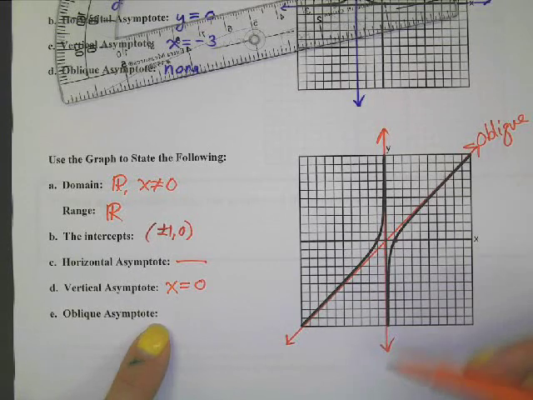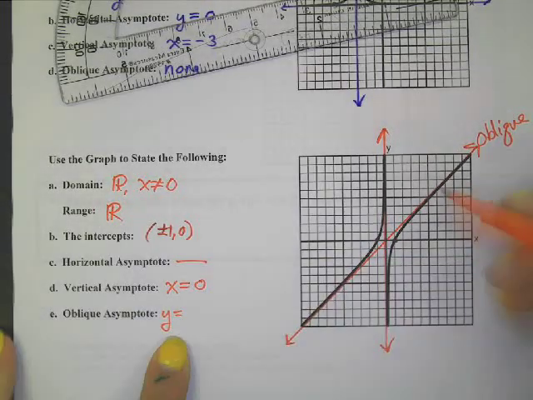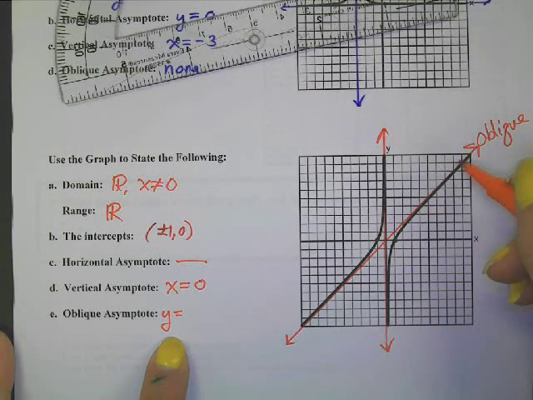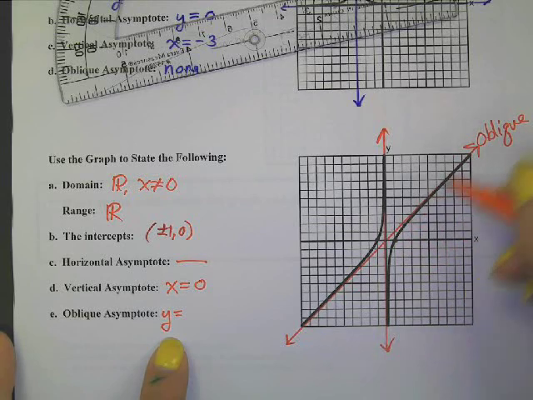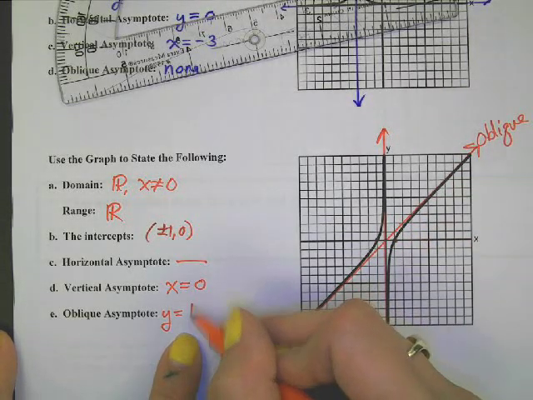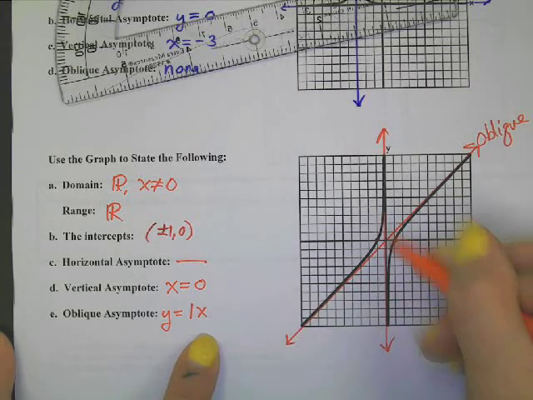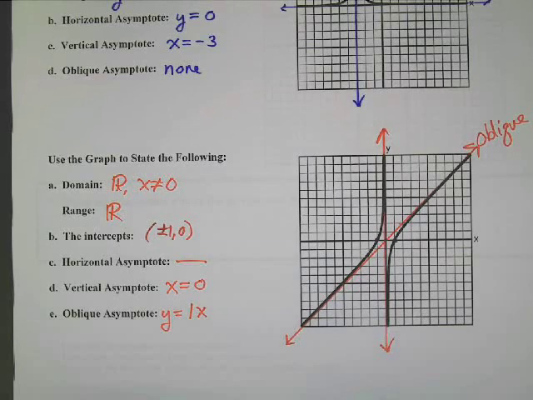And the oblique asymptote, remember, we have to write a diagonal line. So y equals, let's go figure out the slope of this line. Up 1 over 1, up 1 over 1. It's going all the way through 10, 10. It looks like the slope is 1, so 1x, and the y-intercept is 0. So that one was nice and easy.